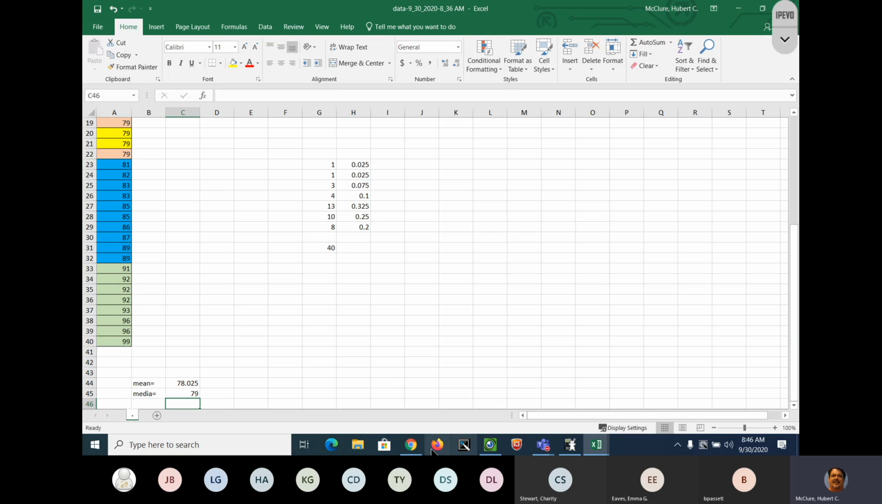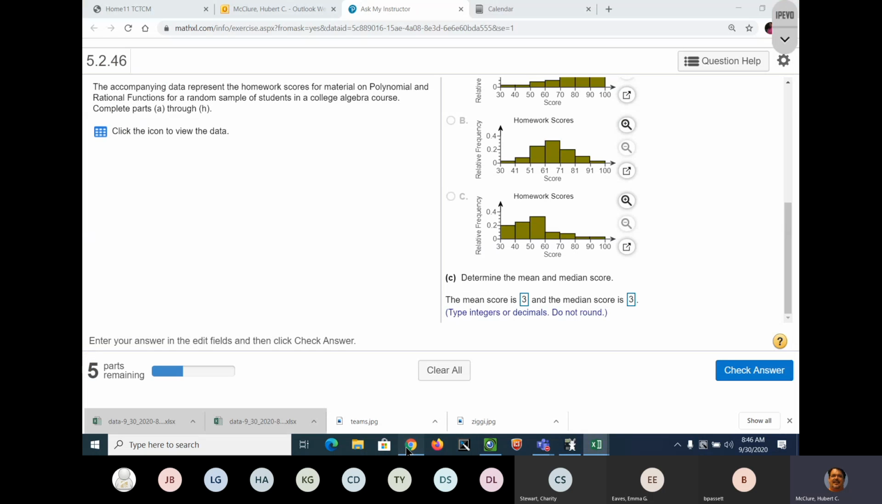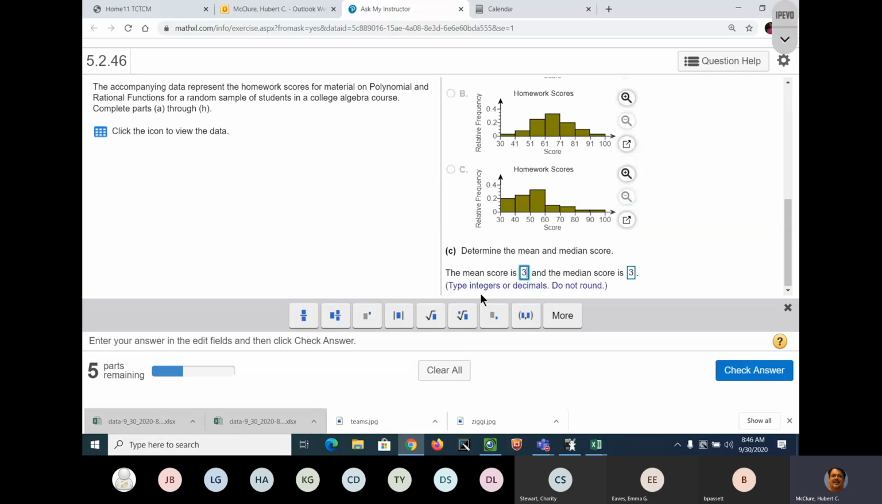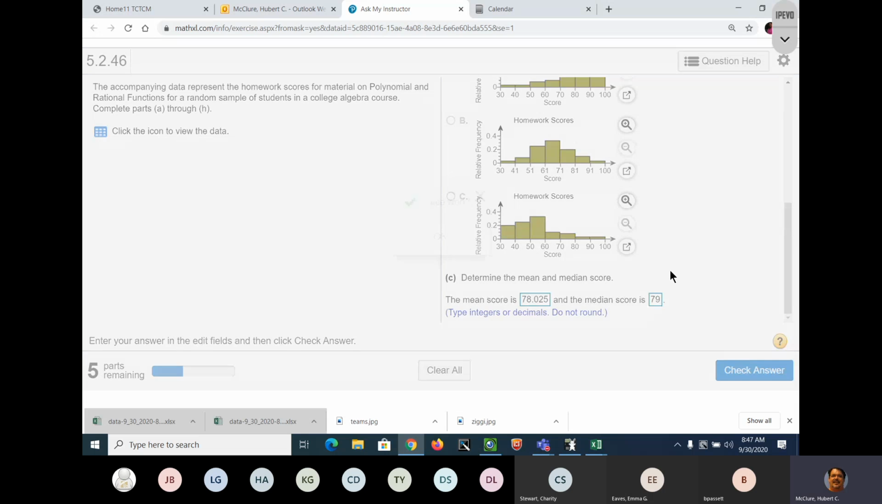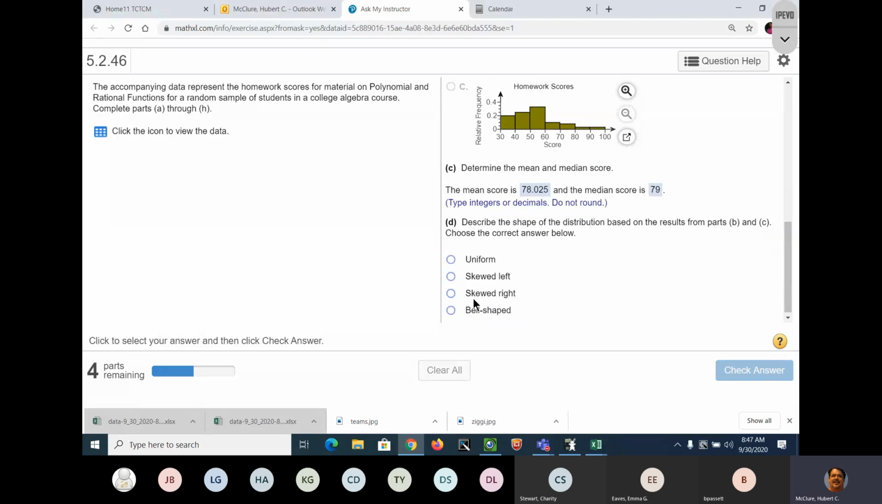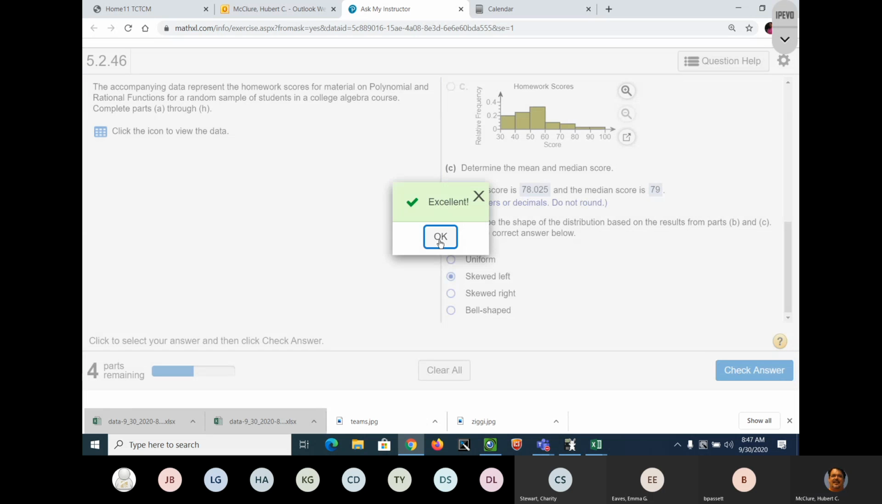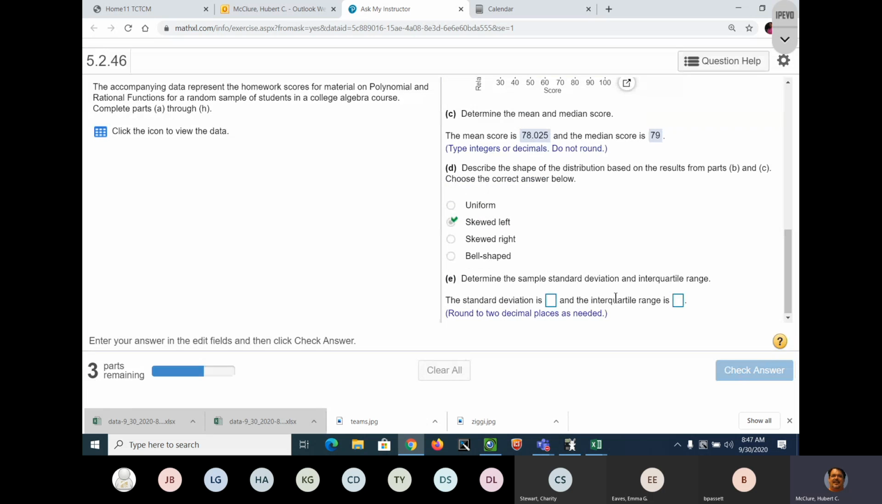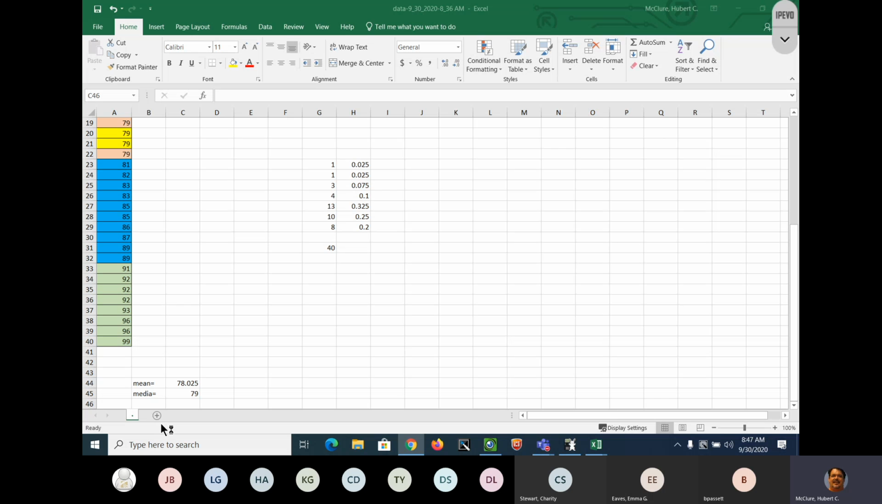Okay, so let's go to here, and I'm going to type in, says type in decimals. So the mean score is 78.025 and the 79. Okay, we said it was skewed left because most of it's on the right. Oh my Lord. Why didn't they just tell us to do everything at the beginning of the problem? Oh Lord. All right, standard deviation.